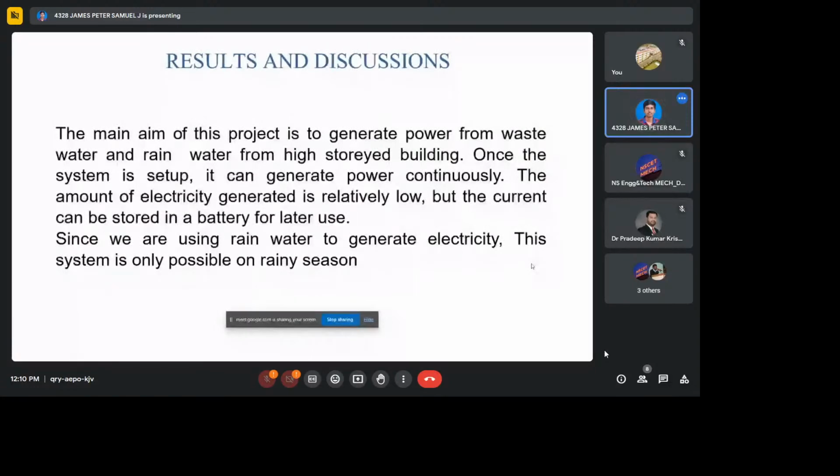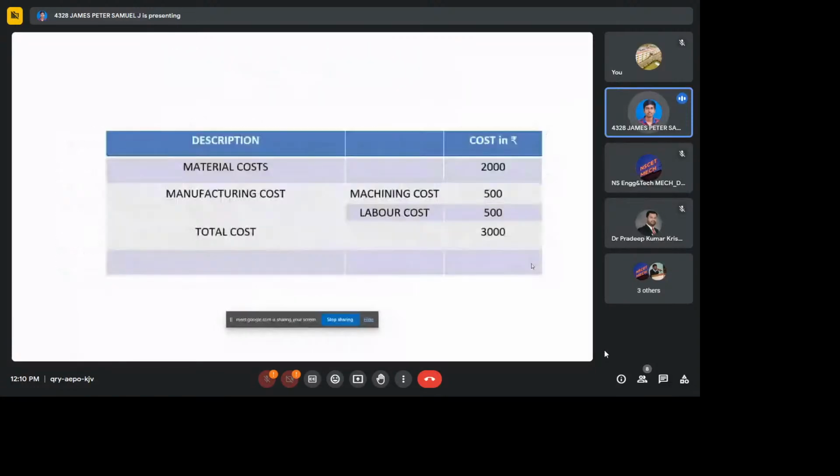Cost estimation. For cost estimation, the material cost is approximately 2,000 rupees, and the manufacturing cost, including machining cost and labor cost, is 1,000 rupees. Total cost is 3,000 rupees.